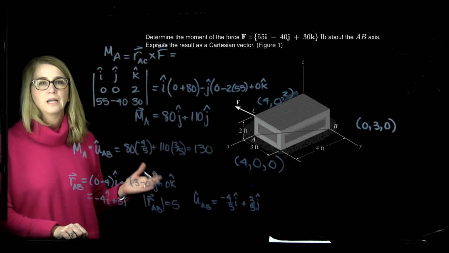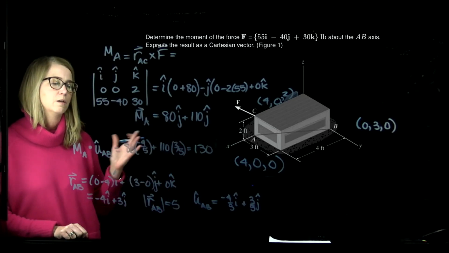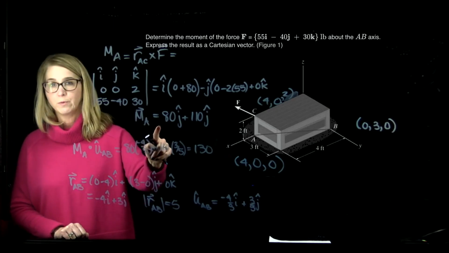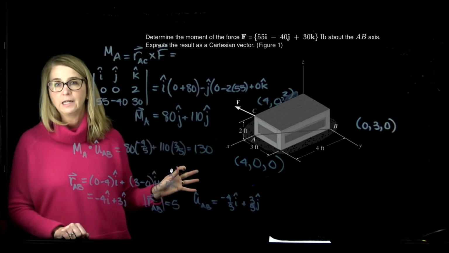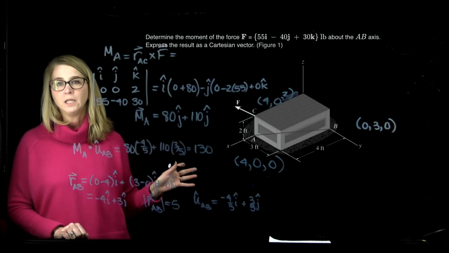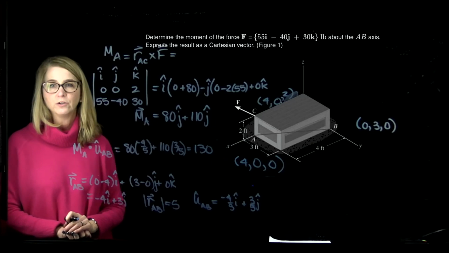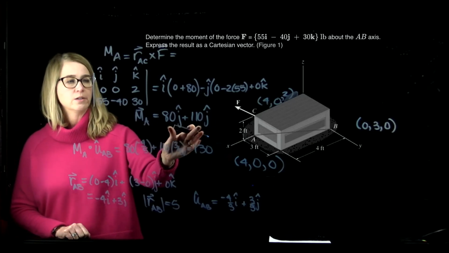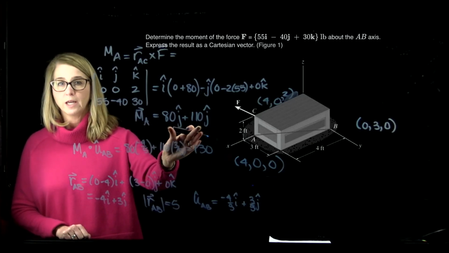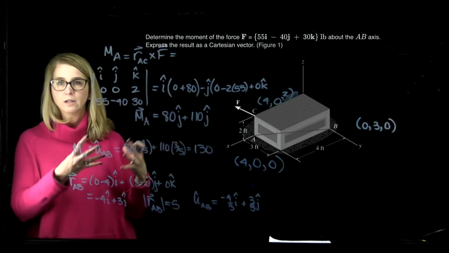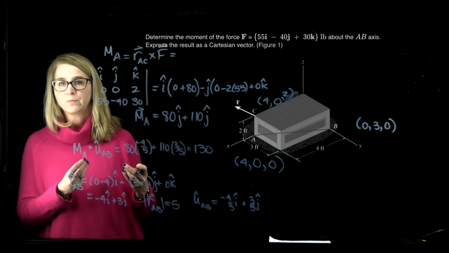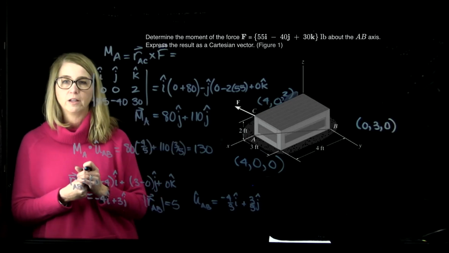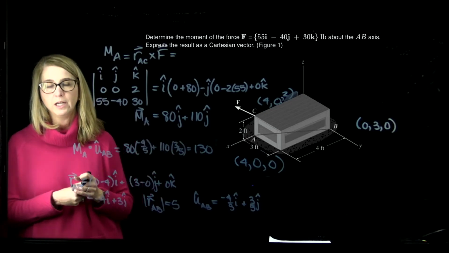So basically it's saying that the component of this moment that is parallel to the line AB has a magnitude of 130. So this moment obviously has a magnitude bigger than that, but 130 foot-pounds of it would be parallel to this diagonal line AB.